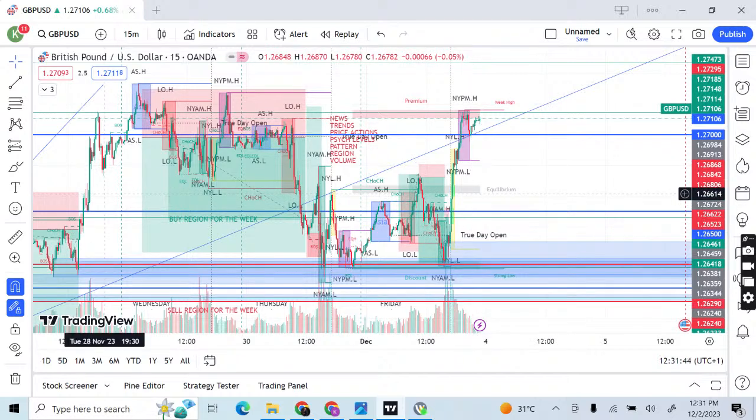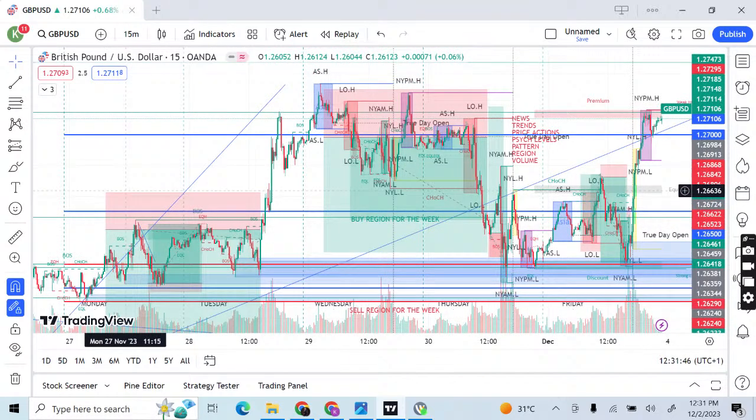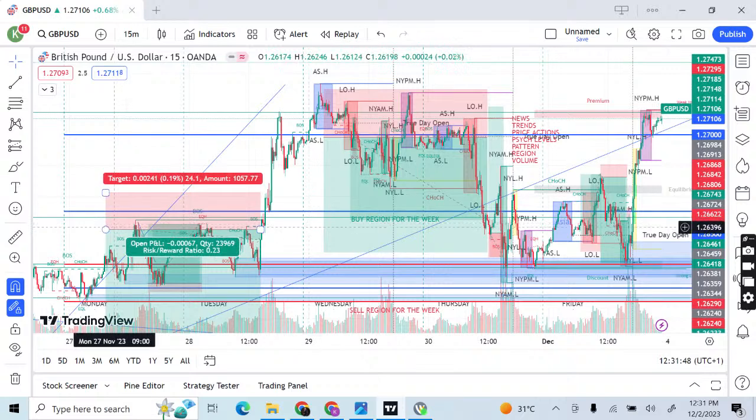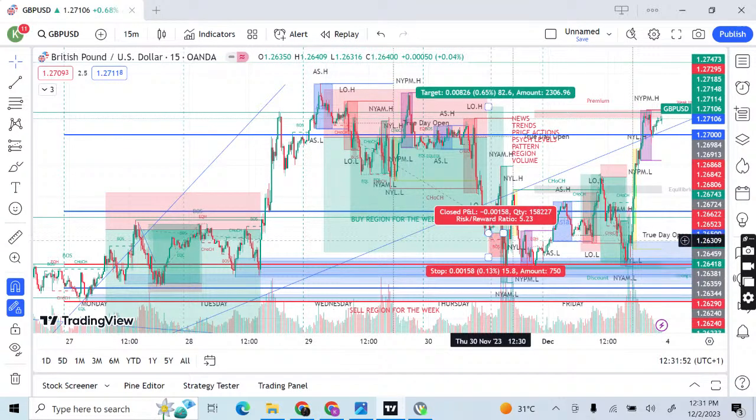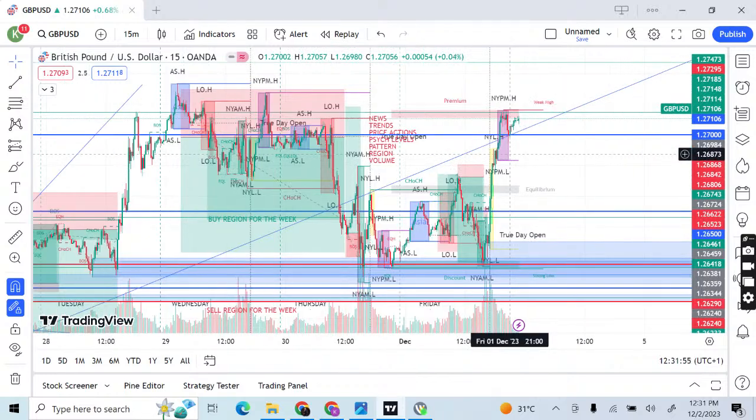So these are the basic entries we took for the week. This was the first trend, the second trend, the scalp entry, the two scalp entries, and the third one, and we were able to get the massive move we had for the week. So pay attention to our weekly analysis, which will be holding in the morning, 6 a.m. on Monday.